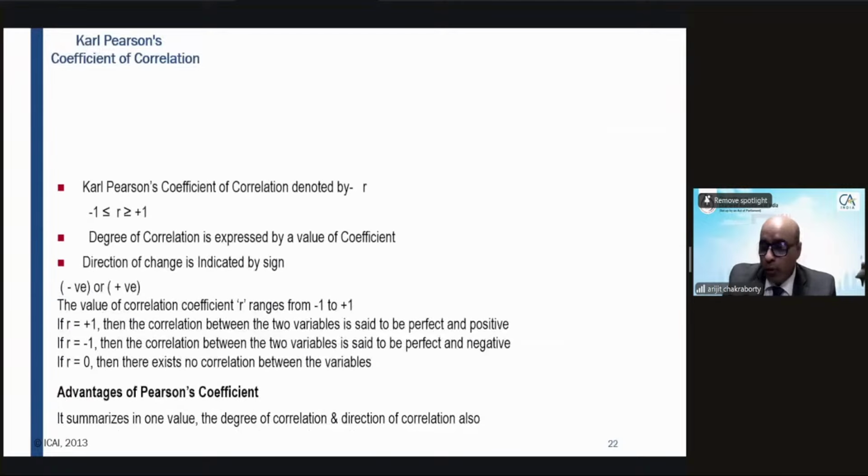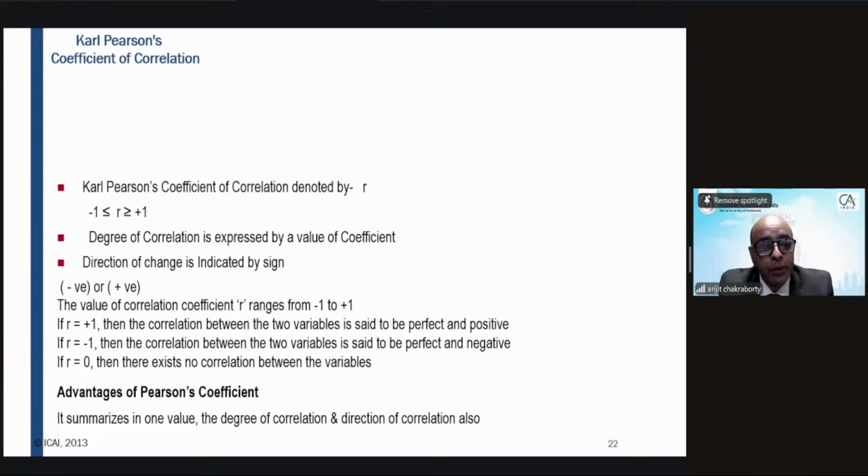ओके, सो कार्ल पियर्सन का जो कोरिलेशन कोएफिशिएंट है, हम लोग बात कर रहे थे, इसका मैक्सिमम वैल्यू क्या हो सकता है? +1, which shows perfect positive correlation, और इसका मिनिमम वैल्यू क्या हो सकता है? -1. So the correlation coefficient is greater than or equal to -1, and you can say it is basically less than or equal to +1.